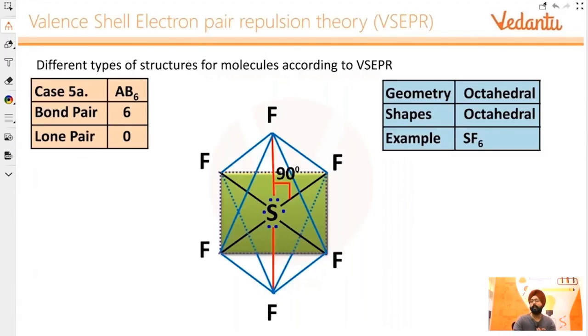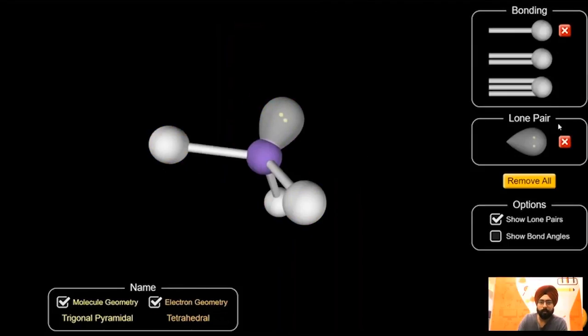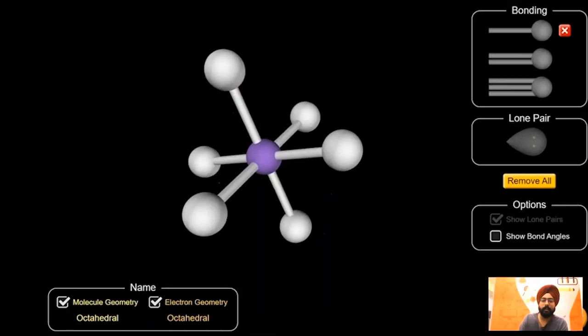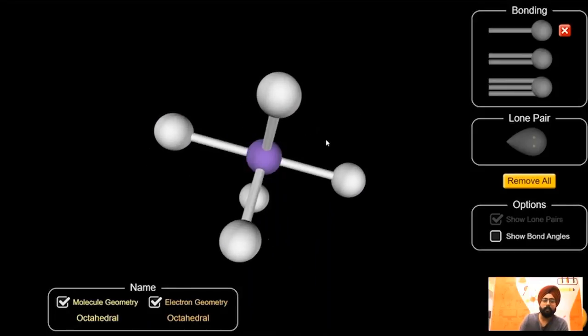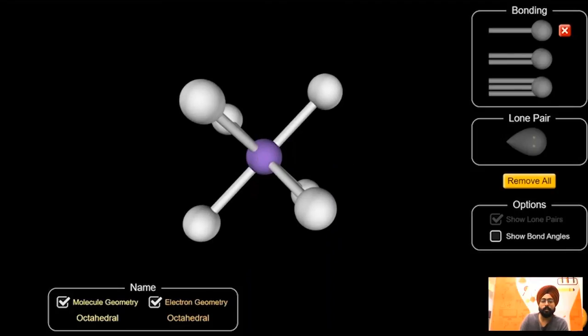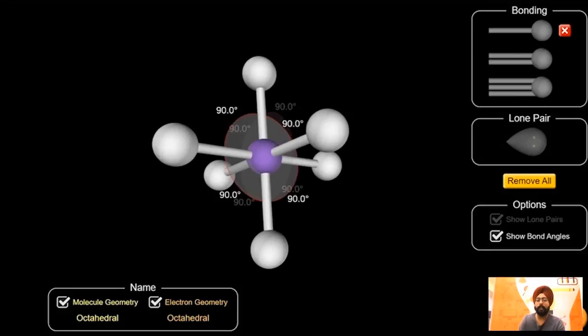Now people, let's get to an AB6 kind of a structure. Okay, so an example would be SF6. This is once again a standard case. Yeah, AB6 is a standard case. So let's go and see here. AB6, this is a standard case. Okay, you can imagine it something to be like this. This species is called octahedral. Okay, all of the angles are 90 degrees.